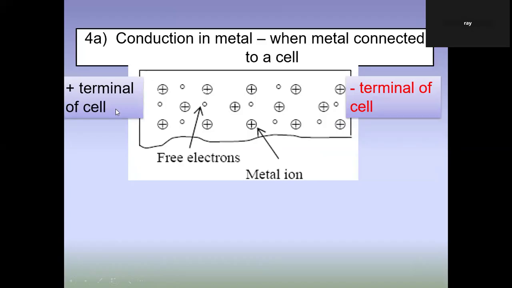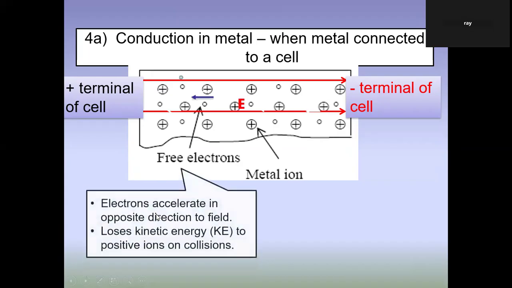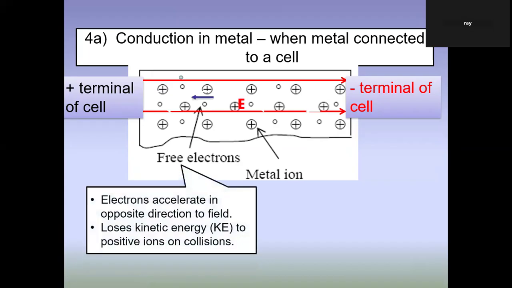Right, so you connect to a battery. This is the positive terminal of the cell. This is the negative terminal of the cell. Then what would happen? The free electron, that's your electric field, always from positive to negative. Electrons accelerate in the opposite direction. This free electron will accelerate in the opposite direction.